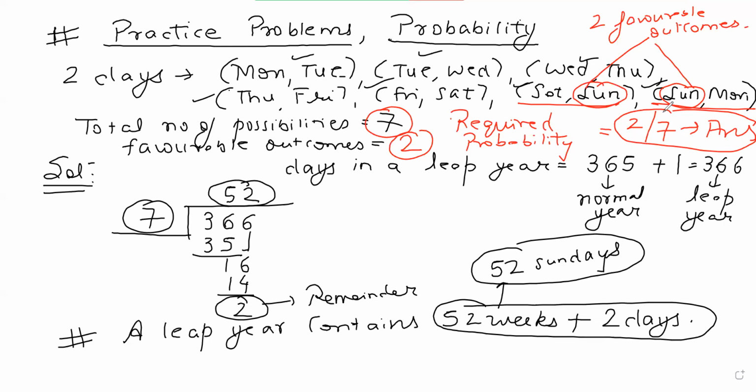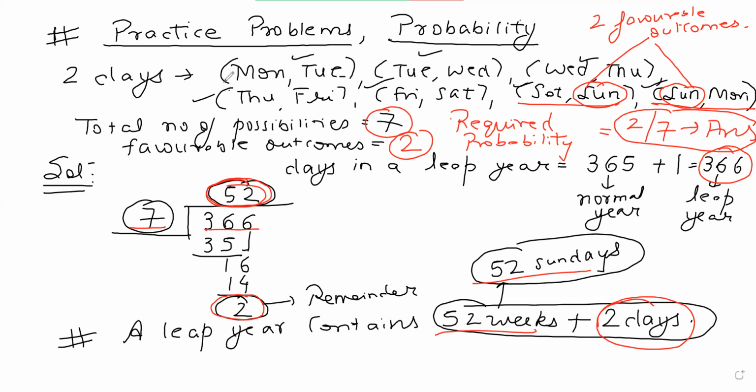Any year will have 52 Sundays for sure. Why? Because if I talk about a leap year, the question gives me leap year. A leap year contains how many weeks? A week contains 7 days. The moment I divide 366 by 7, I get 52. That means it is going to have 52 weeks plus 2 extra days. These 52 weeks will contain 52 Sundays. I have 2 days left.